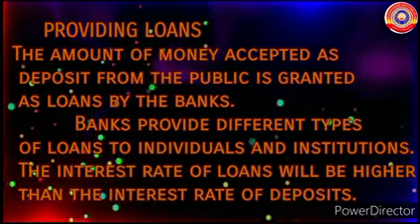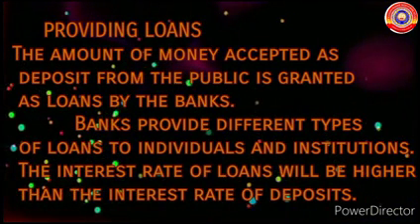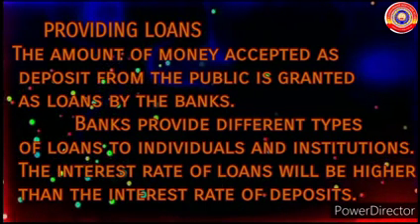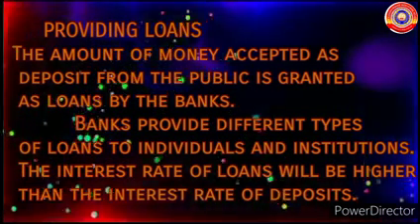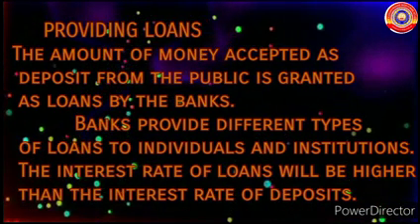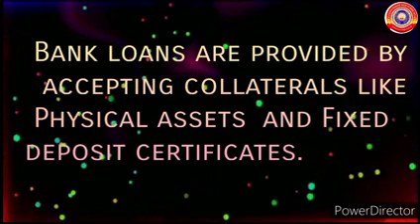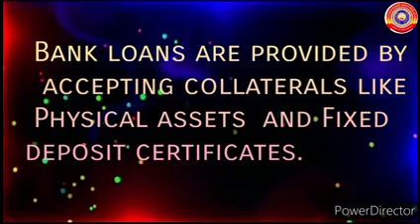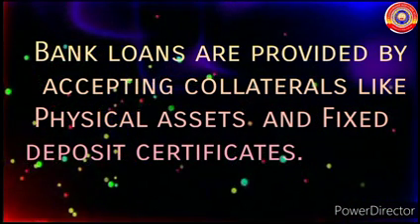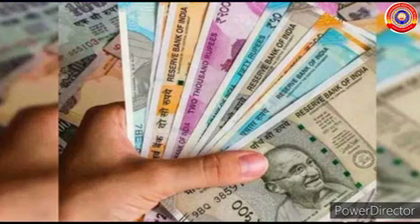The amount of money accepted as deposit from the public is granted as loans by the banks. Banks provide different types of loans to individuals and institutions. The interest rate of loans will be higher than the interest rate of deposits. Bank loans are provided by accepting collaterals like physical assets and fixed deposit certificates. Banks also provide loans by accepting salary certificates. The loans given to individuals and institutions by accepting such collaterals are called cash credit.